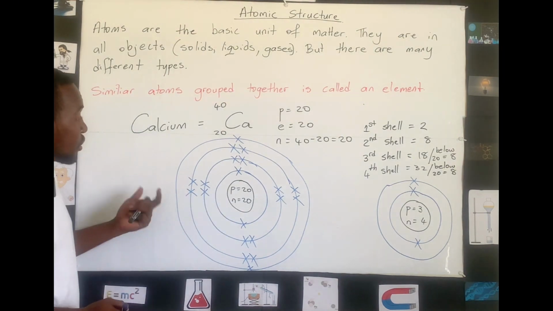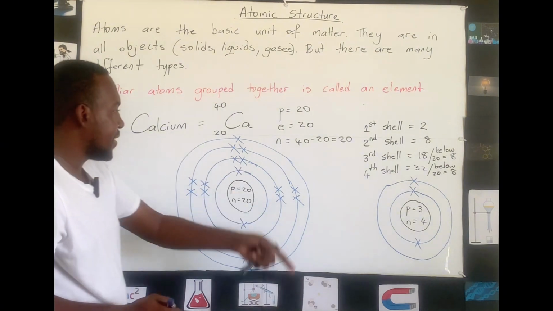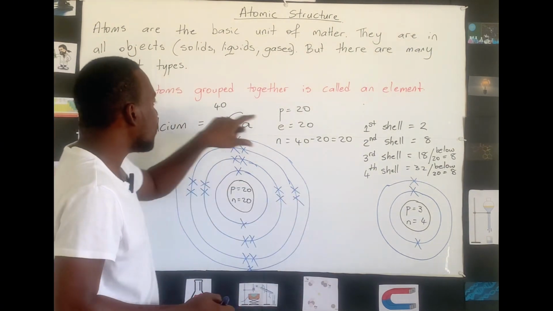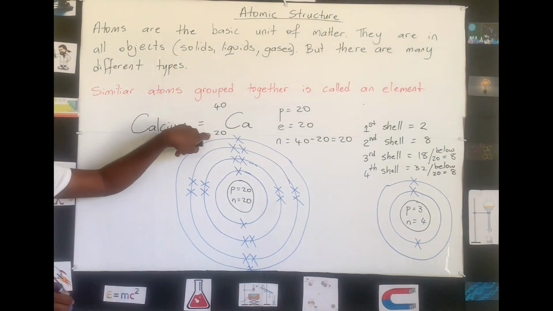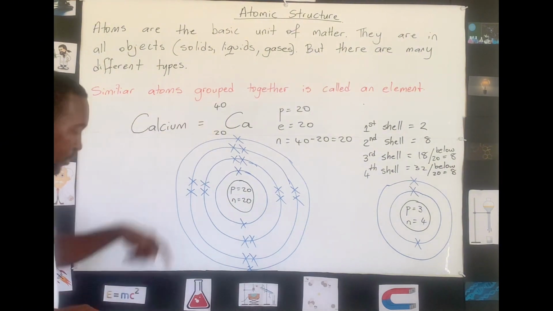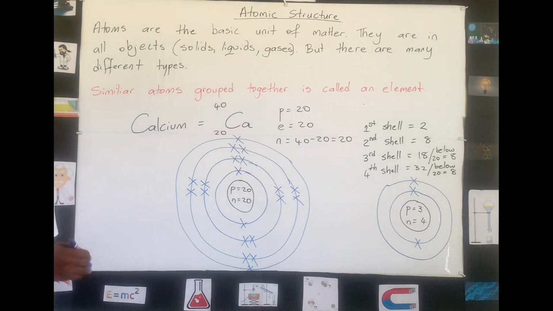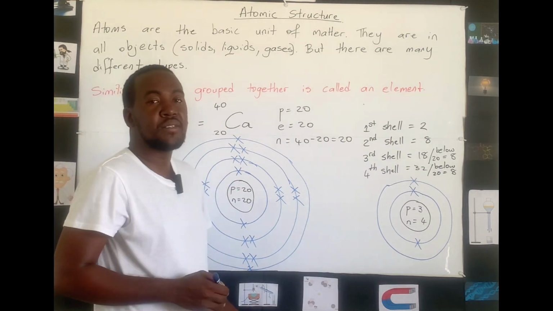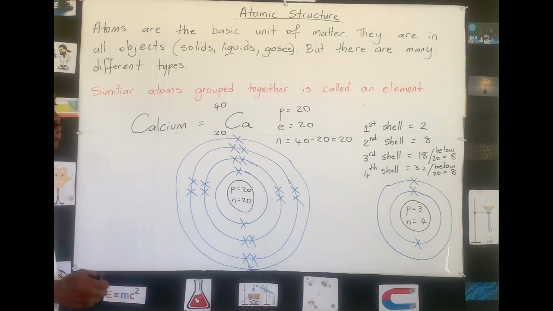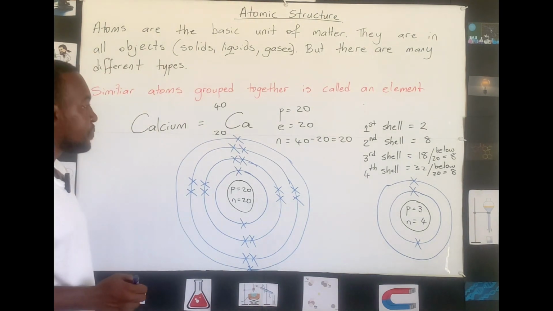So the structure of any element can be drawn once you know the mass number as well as the atomic number. And it's important to know them for the first 20 elements. We'll be seeing a lot of these elements in chemistry from here on out.